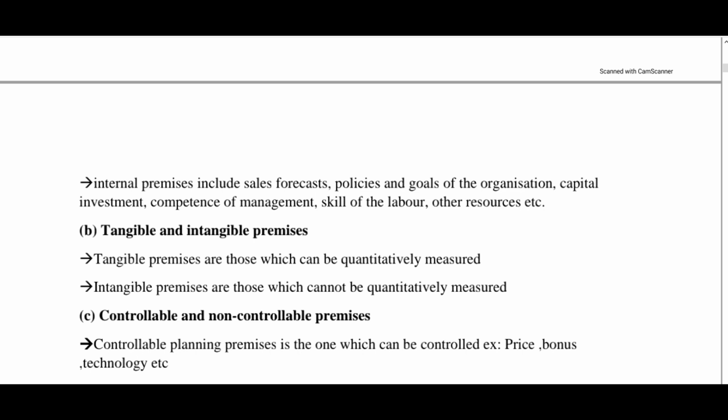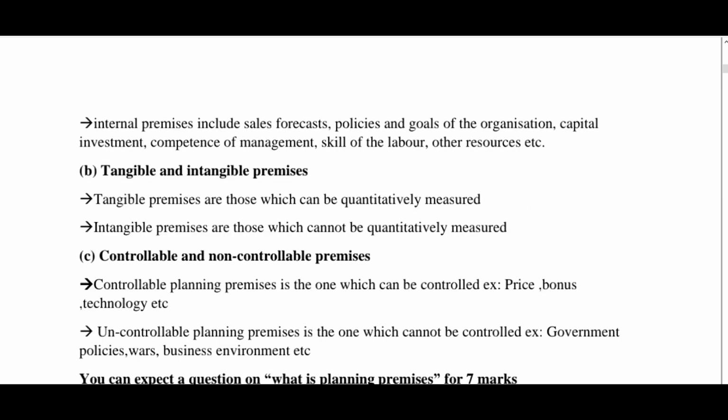Controllable premises are the ones which can be controlled. Like a company could control the price of a product, or control the technology, or give a copyright. Uncontrollable planning premises are the ones which cannot be controlled, like government policies, wars, business, etc.